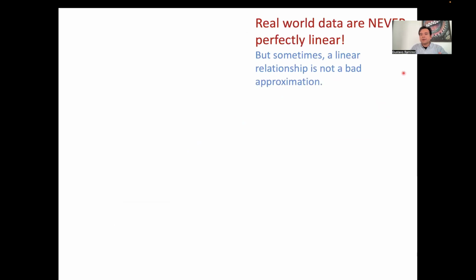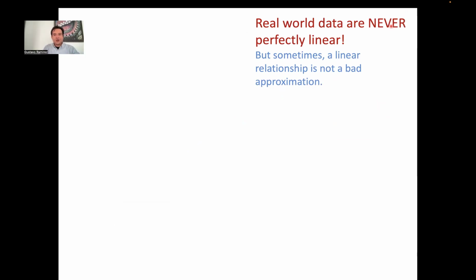Okay, so again, oh, jumping ahead. All right, once again, I had this slide that I was just talking about. So real world data are never perfectly linear. Okay, so let's just get that out of the way now. You will never see relationships that are perfectly linear. All right, there's always noise because of the way things are measured. Mismeasurement is a potential source of variation or noise, okay?